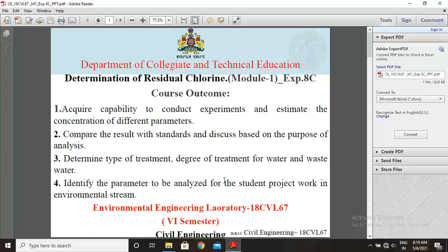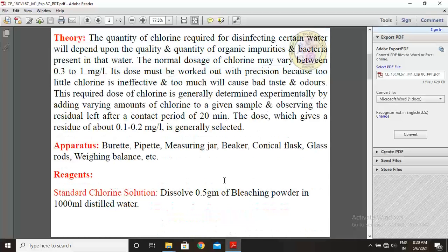The subject title is Environmental Engineering Laboratory and the subject code is 18CVL67, in the 6th semester of the civil engineering department. Theory. The introduction about this experiment.